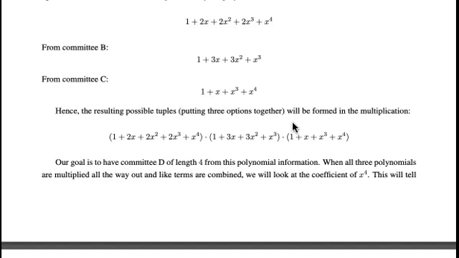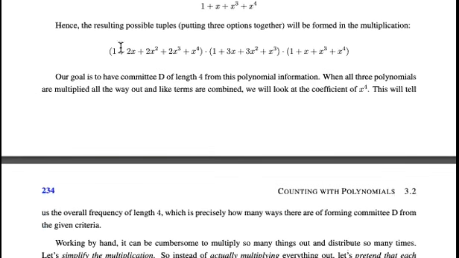And then if we combine like terms, if we combine all the x to the fourth terms, that's like adding together all of the various ways there are of getting x to the fourth. And as we add those like terms up, the resulting coefficient will be the total number of ways of forming a committee D. So we simply need to multiply these polynomials together and look at the coefficient of x to the fourth, and that'll be the result.